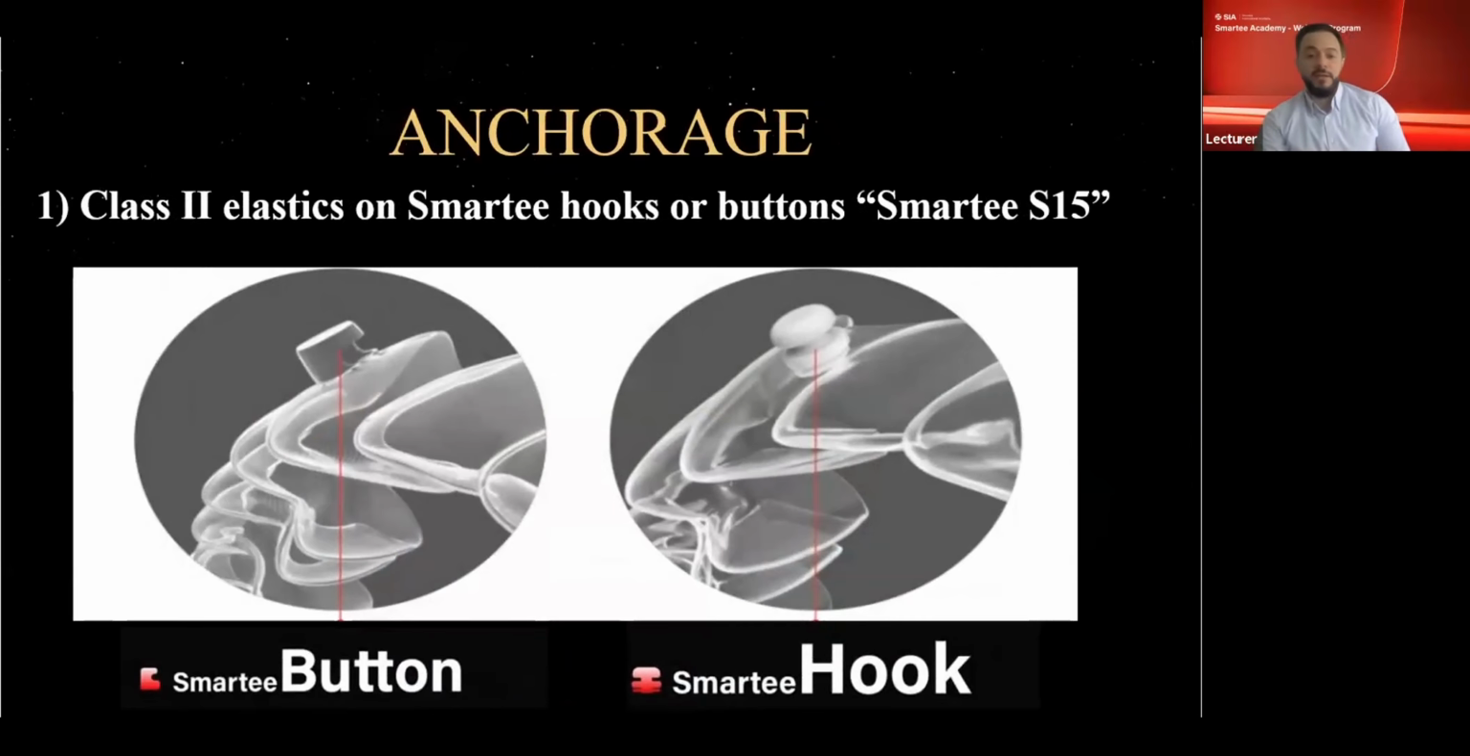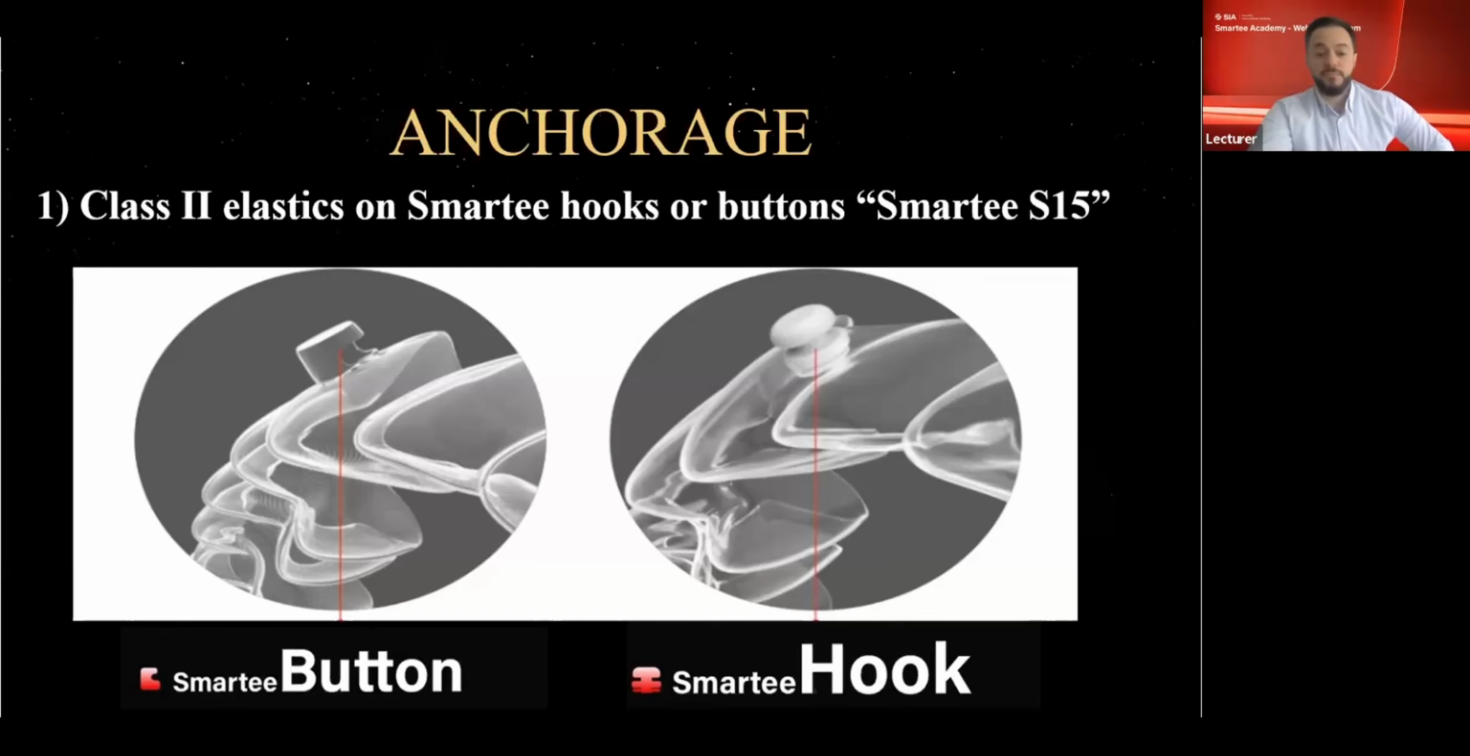So we know that during the distalization process, we need to run class 2 elastics for most of those patients to have a more predictable distalization. But what Smartee offers is the class 2 elastics on Smartee hooks or buttons, which is S15. So usually when we plan for class 2 elastics, you can ask the technician for your preference, whether to have button cutouts or hooks. Also, you can choose whether you want to apply it to the first or second molars in the lower, and whether you want to apply it for the canine or the first premolar in the upper.